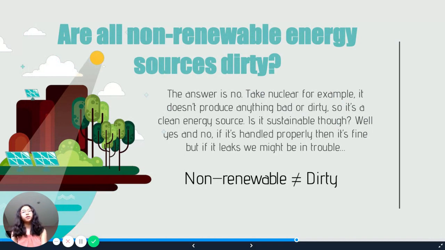Next, are all renewable energy sources dirty? So this question and answer, most people think that it is. All of them are dirty. So it's pretty stereotypical. But actually the answer is no. Take nuclear, for example. It doesn't produce anything bad or dirty. So it's a clean energy source. Is it sustainable though? Well, yes and no. If it's handled properly, then it's fine. But if it leaks, then as I mentioned before, it might act as a bomb. So that's pretty dangerous.